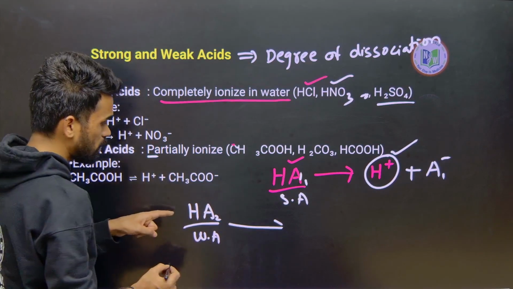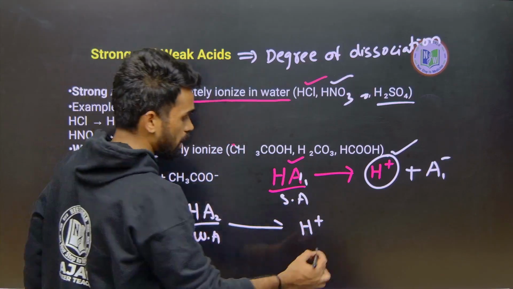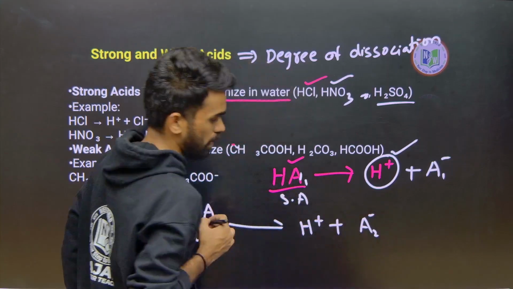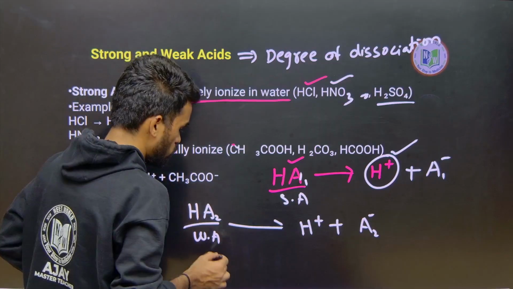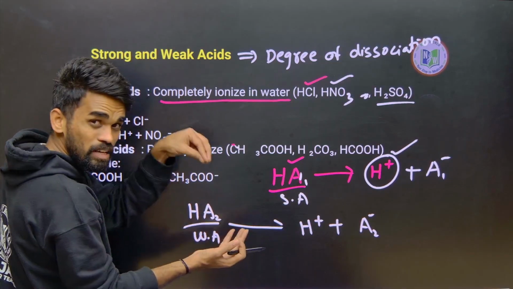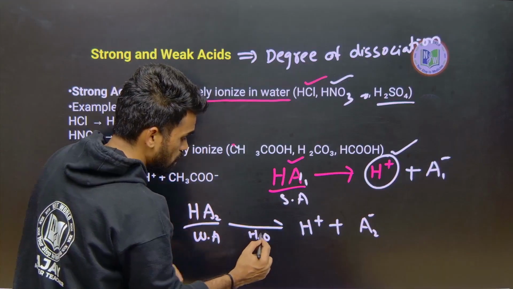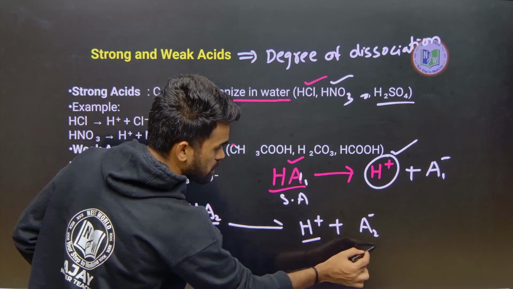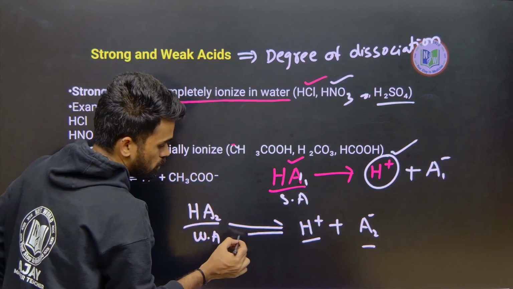In this case, it also releases an H plus ion, that is fine, and along with that we have A2 minus, the anion. Now what you need to understand is that whenever we place it in the aqueous medium, it dissociates like this. But after dissociation, the dissociated ions recombine to form the initial species like this.